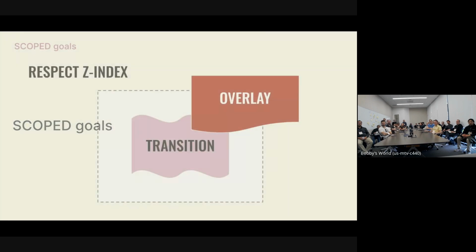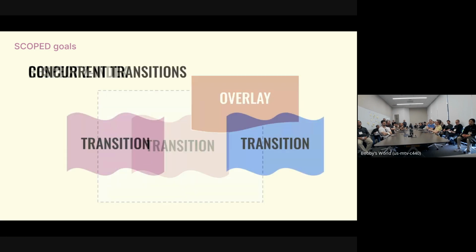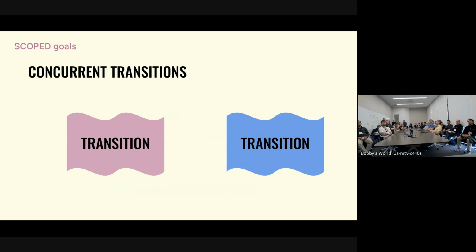And this resolves the problems you talked about. So now we can have transitions that are behind an overlay. They participate in the Z index because they're essentially painted along with the scope element. They're painted in the same order as the scope element relative to other elements outside of the scope. We can run multiple transitions at the same time, which we couldn't do before.